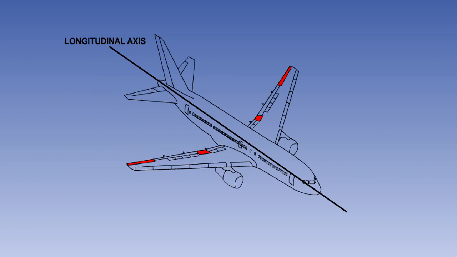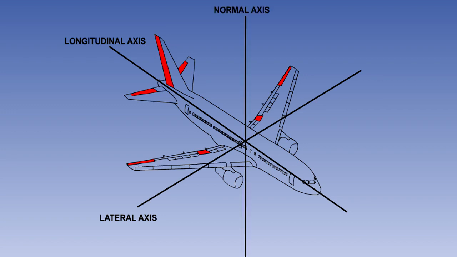That is the end of this introductory lesson. You now know that ailerons control the roll of the aircraft about its longitudinal axis, that elevators control the aircraft's pitch about its lateral axis, and that rudders control yaw about the normal axis.